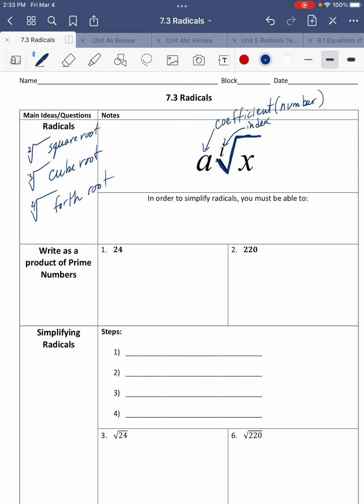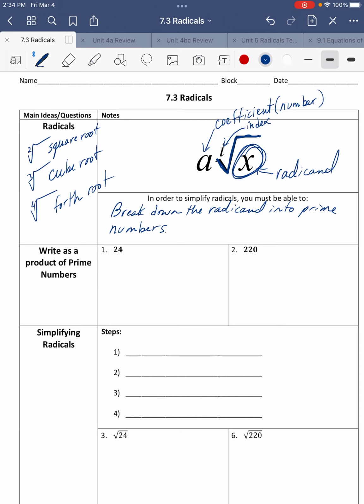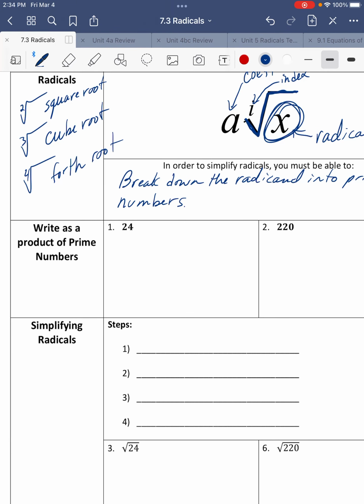And then on the inside, underneath the radical, we call this the radicand. A lot of times people will just say what's under the radical. In order to simplify radicals, you must be able to break down the radicand into prime numbers. And I'll show you what I mean with this, as a product of the prime numbers.